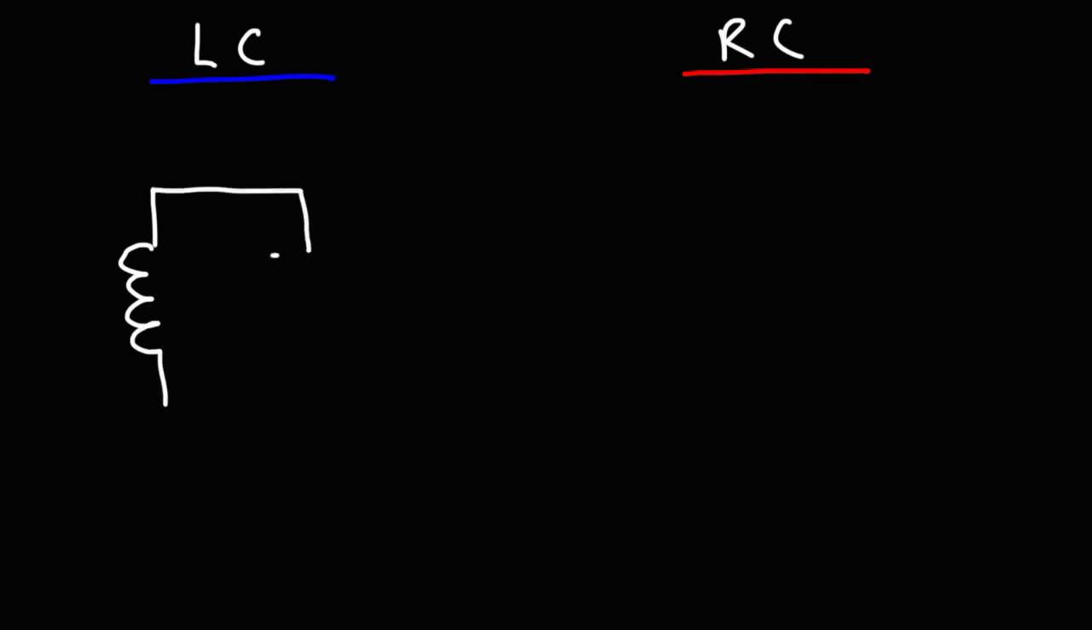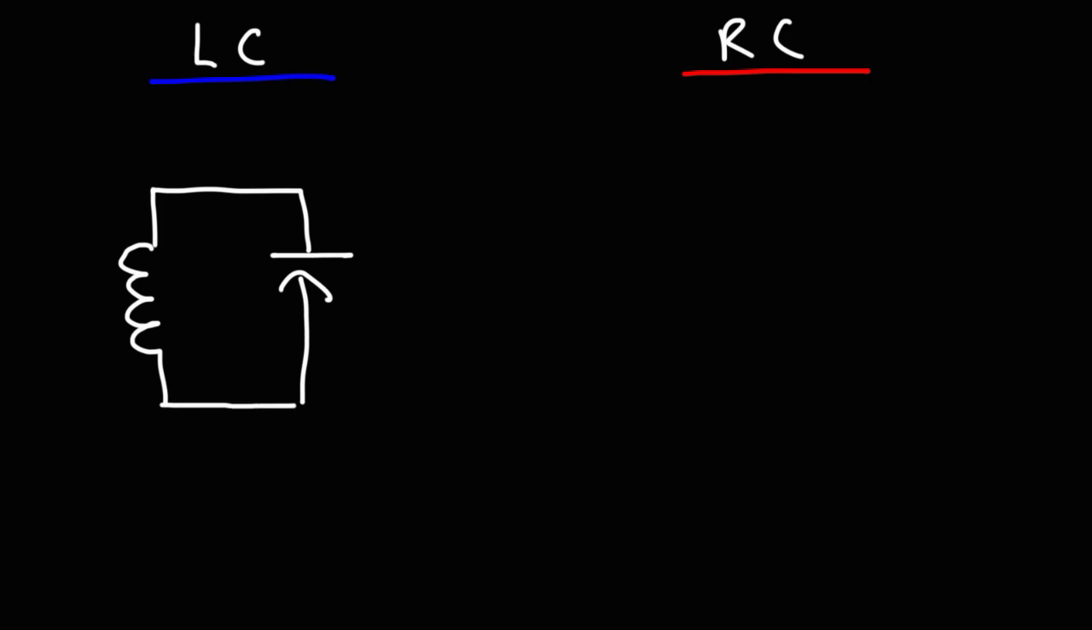Now, there are two common oscillators that you'll come across. There are others, but these are the most common ones. That is the LC oscillator circuit and the RC oscillator circuit. With the LC oscillator circuit, typically you have an inductor connected in parallel to a capacitor.